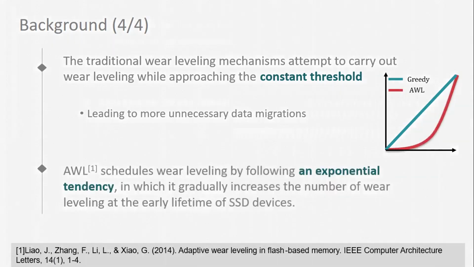In order to solve this problem, adaptive wear leveling is introduced in this context. It schedules wear leveling by following an exponential tendency. We argue that adaptive wear leveling can ensure good I/O responsiveness, but it brings about an I/O performance degradation at the later stage of SSD lifetime. To test the above conjecture, we did the following experiments.